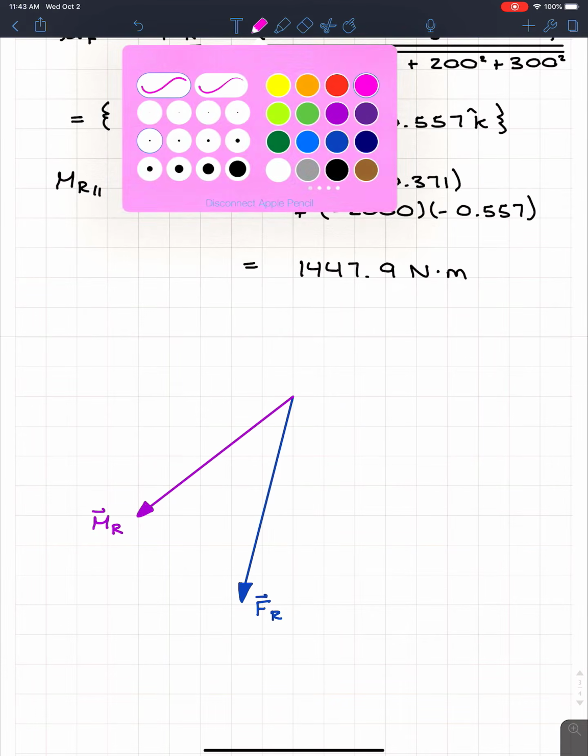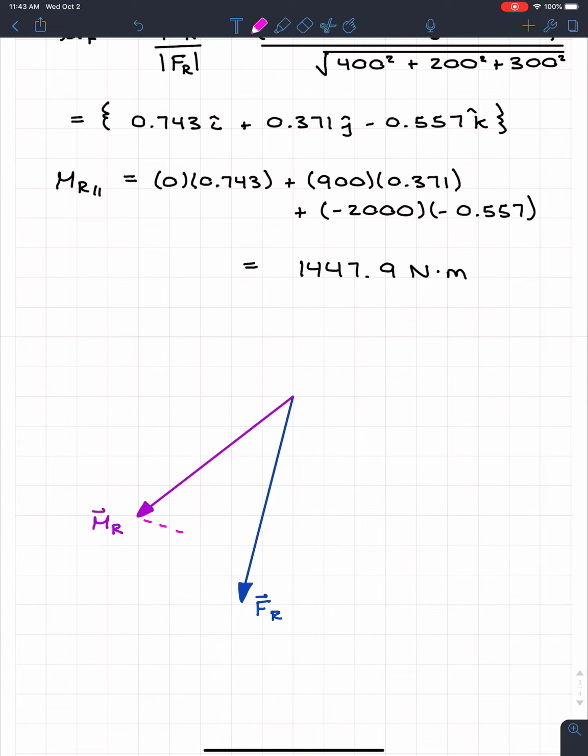So what that means is if I were to project this down onto the force vector line, so this right here is 90 degrees, I just made a triangle, that this length here, this magnitude right here, that's going to be the 1447.9, and that'll be newton meters. So what I can also do, if I know the length and I know the direction, because I know that that MR parallel has to be in this direction. Oh, I should put these signs on to show that it's a moment vector and not a force vector. So I'm just going to draw one on this side real quick.